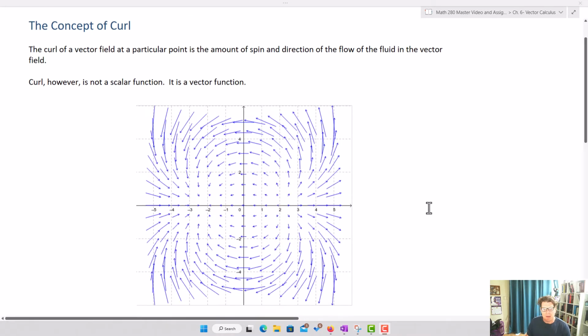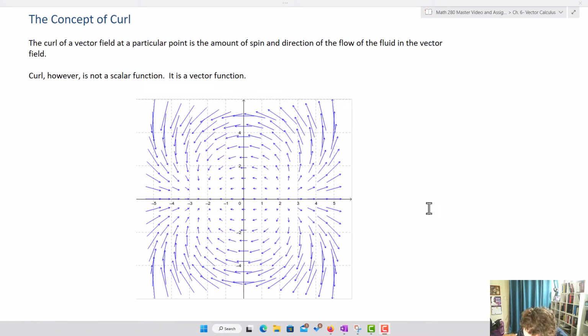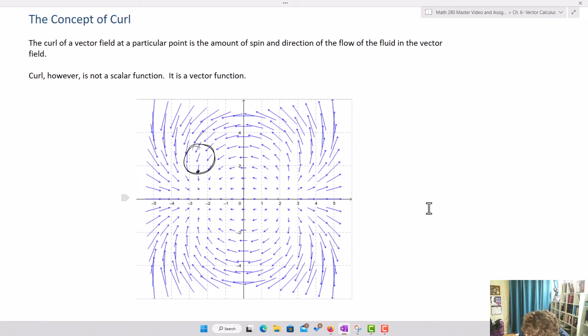So let's imagine that we have something like this vector field that we saw before when we were talking about divergence. If we imagine this region right over here, you can see that there's quite a lot of spin. Pick a particular point, and you can see that spin. It's spinning in a particular direction. If we choose a different area, you can see that there might be a smaller amount of spin, like in that area there, because we've got smaller vectors that are moving in and out.